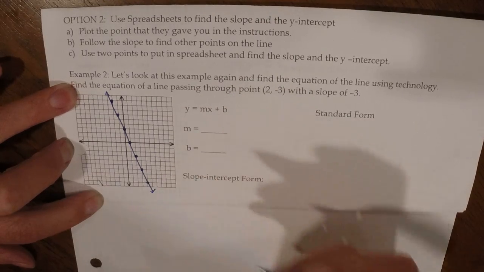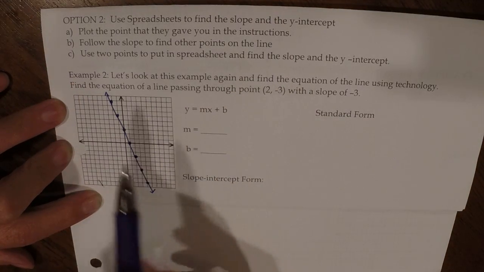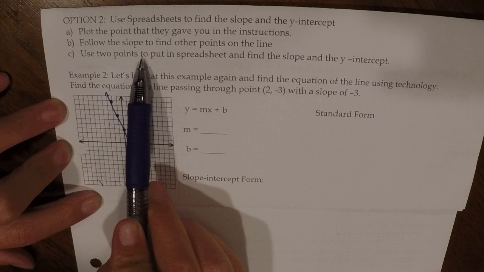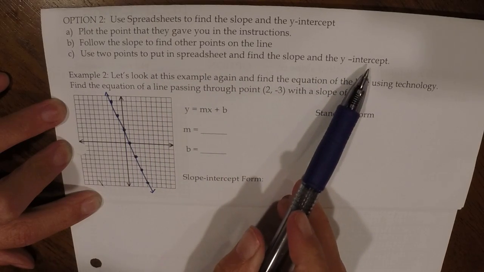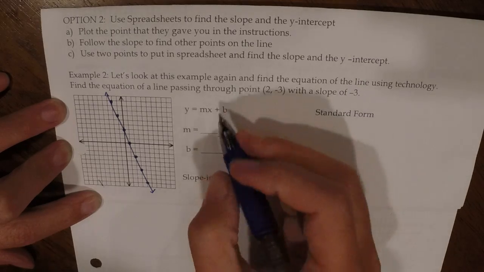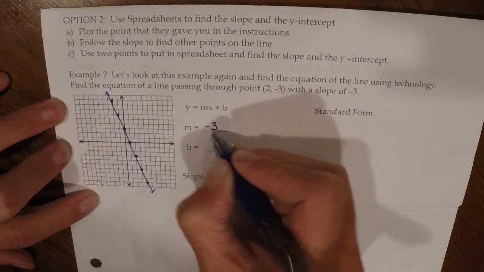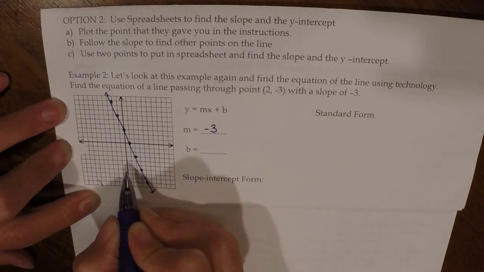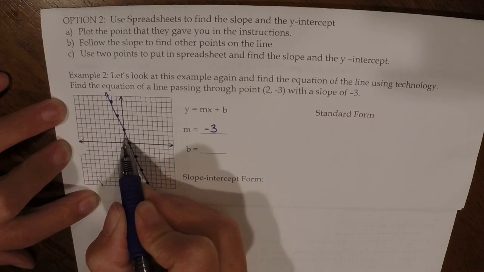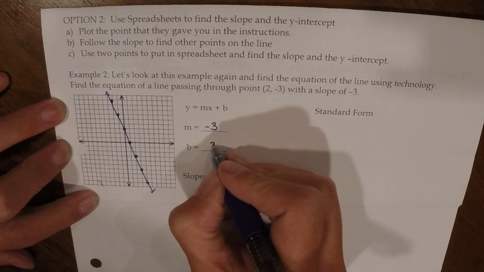So here's our points. And then C says use the 2 points to put into spreadsheet so that it will tell you the slope and the y-intercept. Well, we already know the slope. It was -3 because they told it to us. And in this case, we can actually see the b value, which is 1, 2, 3.